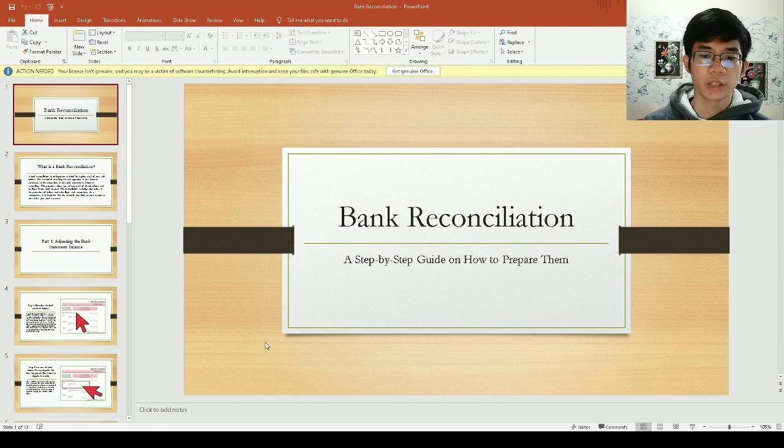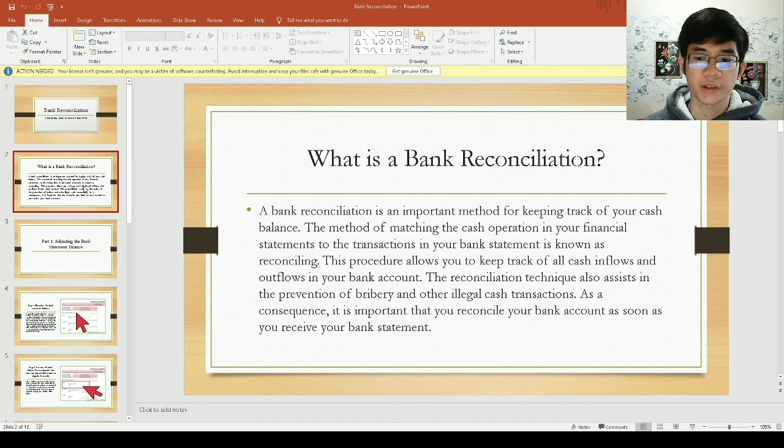Hello everyone, today we are going to talk about the bank reconciliation, a step-by-step guide on how to prepare them. Before we start making the bank reconciliation statement, we must first get to know what it is. What is a bank reconciliation?